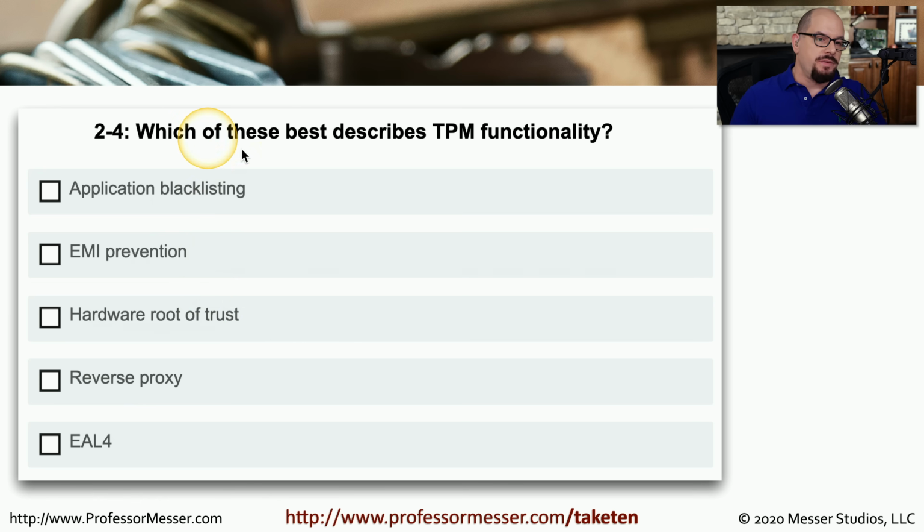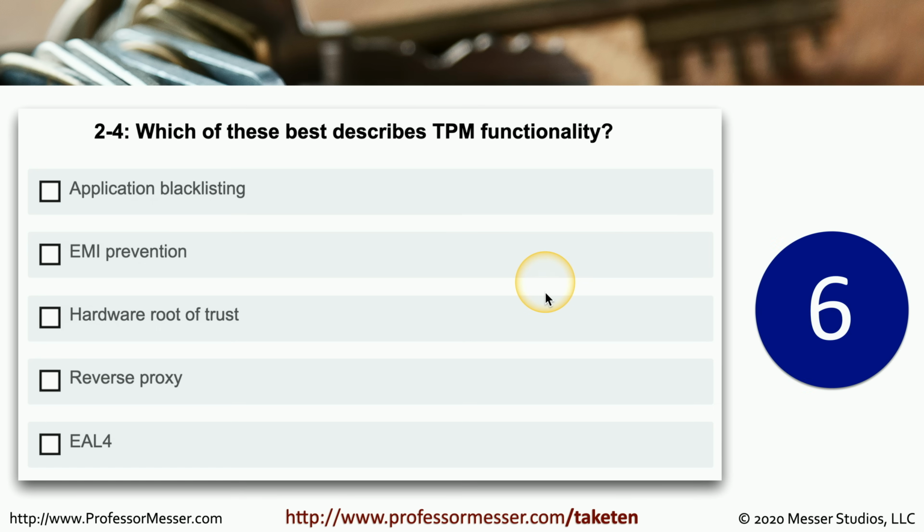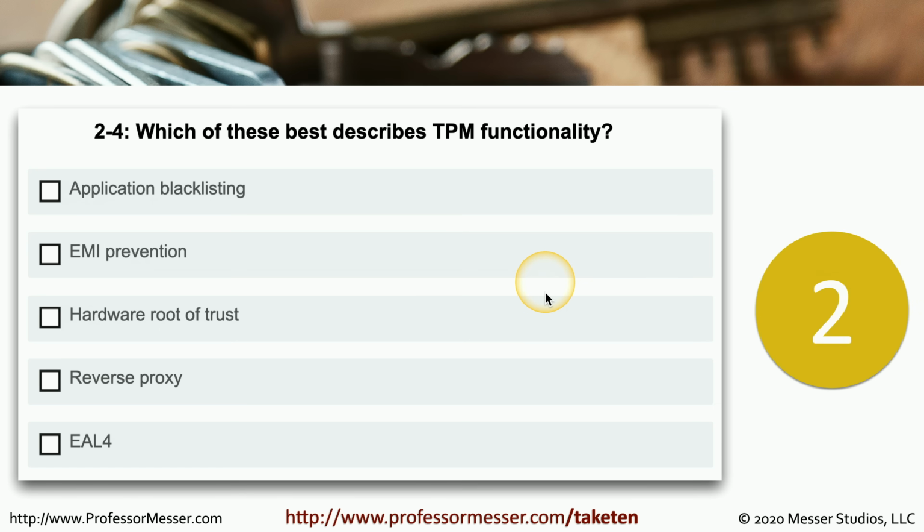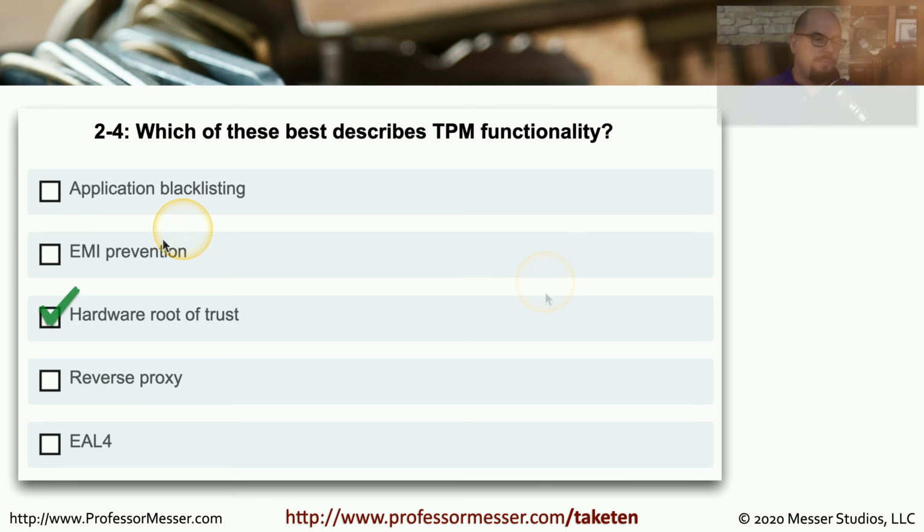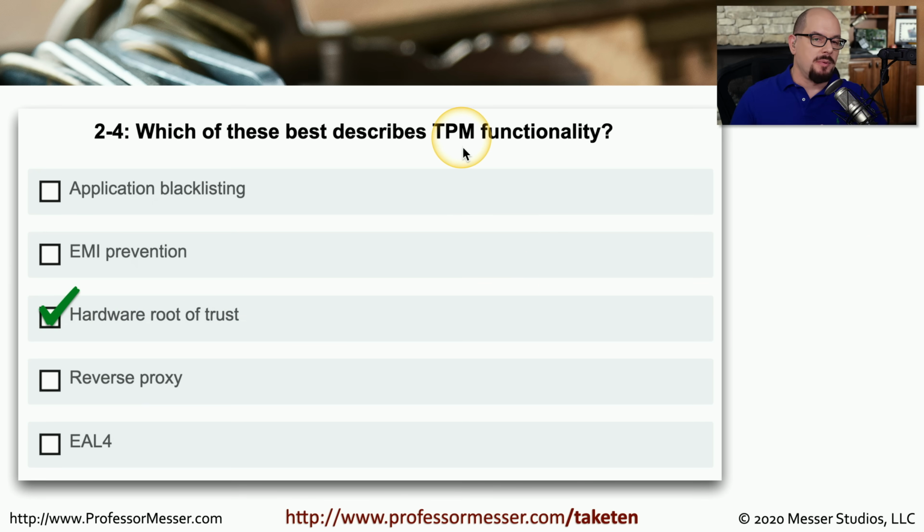Question number 4, which of these best describes TPM functionality? Is that application blacklisting, EMI prevention, hardware root of trust, reverse proxy, or EAL4? The answer in 7 seconds. And if you chose hardware root of trust, then you're probably familiar with a TPM.